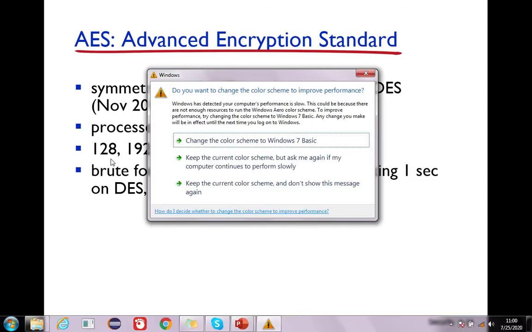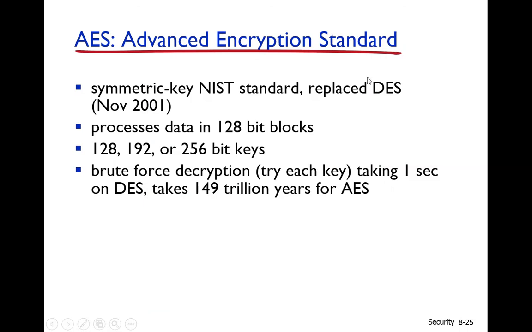So AES can be used with a key of 128-bit, 192 or 256-bit. By using the large key size and large block size, the AES algorithm is more secure. How secure? By using a brute force decryption algorithm, it will take 1 second on DES, but on AES it will take 149 trillion years. So it means that it is impossible to decrypt. Okay, so nowadays the AES algorithm is used.